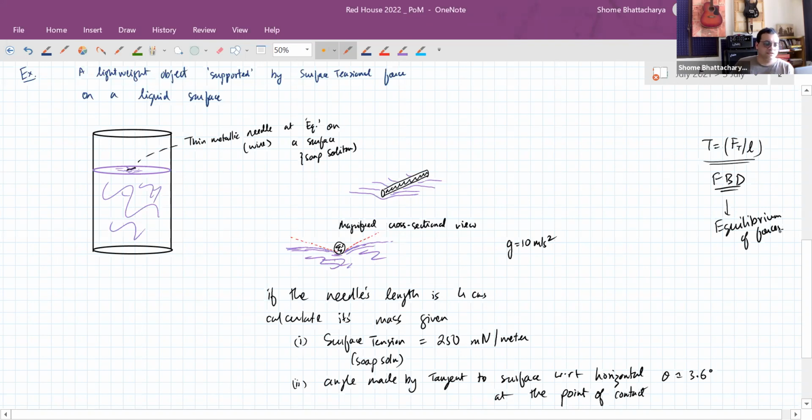Where the liquid is in contact with the needle at two positions on either side of it, it will be in contact along a line, and the tangent to the surface of the liquid is basically that red dotted colored line that I've tried to draw over there. So that is making an angle theta, which is a small angle. So we'll have to use some kind of small angle approximation also.